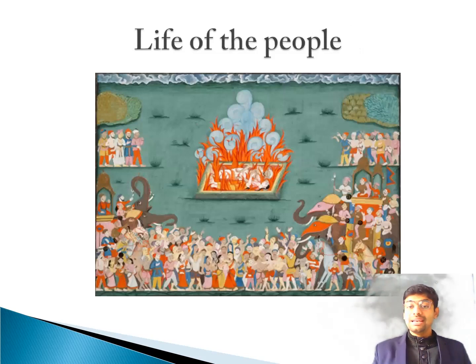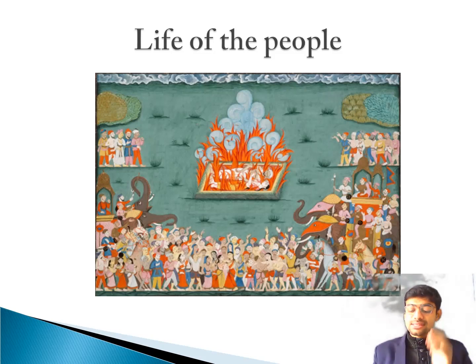Now we will talk about the life of the people. What was the living standard of common people during the time of the Gupta dynasty? The main occupation of the people was agriculture. The caste system had become very rigid. A number of subcastes had come into existence. The Chandalas or untouchables lived outside the city. So the caste system was there during the time of the Gupta age.